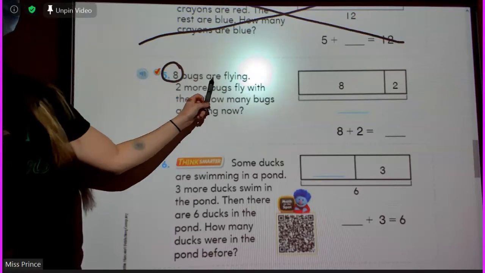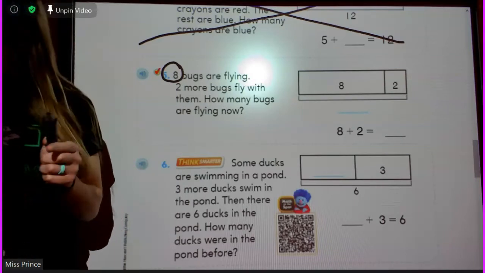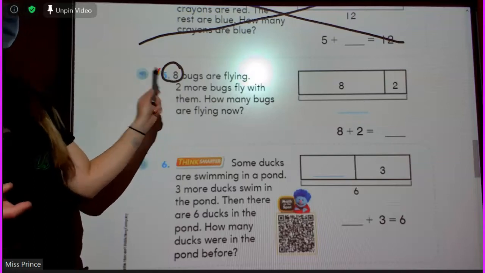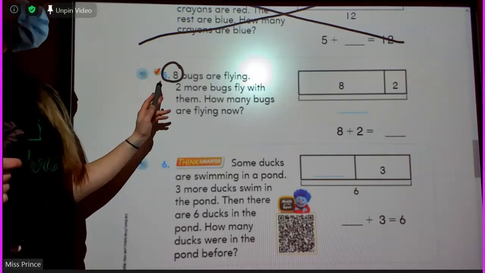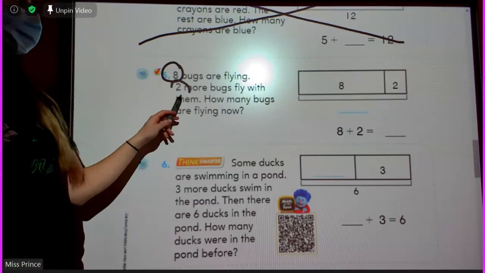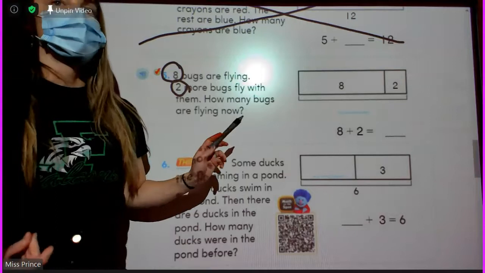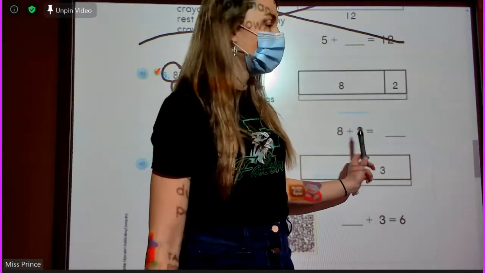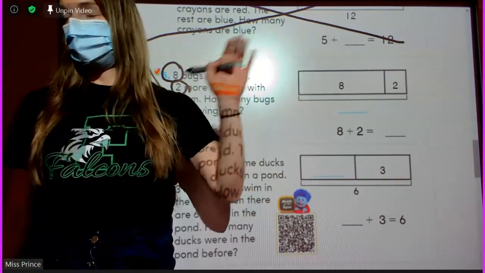8 bugs are flying. How many bugs? 8. Oh, Cruz, nice job. Thank you for paying attention. 8 bugs are flying. What do we circle? 8. 2 more bugs fly with them. How many more? 2. It's not a mystery. Look, it's here. How many bugs are flying now? I want you to add your 8 plus your 2. 8 plus 2. And then raise your hand if you know the answer to 8 plus 2.